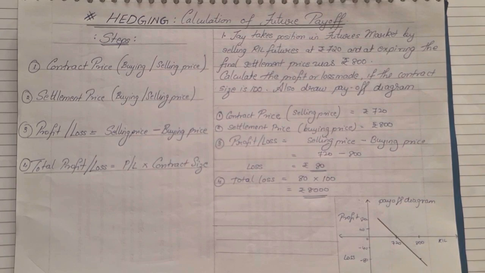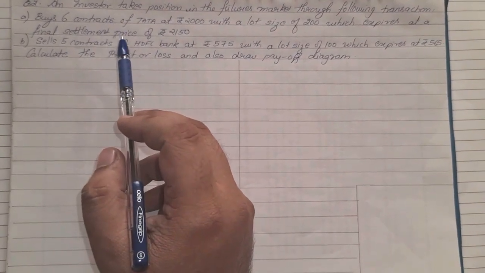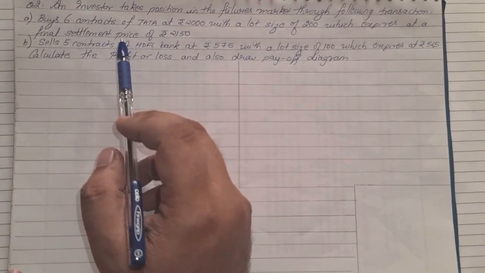Now we'll jump to the second sum, where we'll be learning what if there is buy and sell in the same sum. Okay, so now let us see the second sum. I hope everyone has understood the very first sum. Okay, now we're going to start with the very second sum. Okay, now here we jump to the next sum, the second sum.